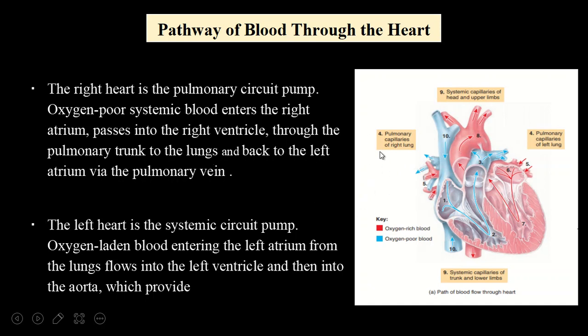And then, pag na-oxygenate na yung blood dito sa lungs, it will go back to the heart to the left atrium na. So, oxygenated blood na siya. So, this starts the systemic circuit pump. Dito siya papasok sa pulmonary veins. The right pulmonary veins and the left pulmonary veins. Papunta dito sa left atrium.